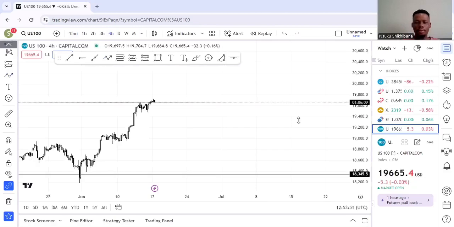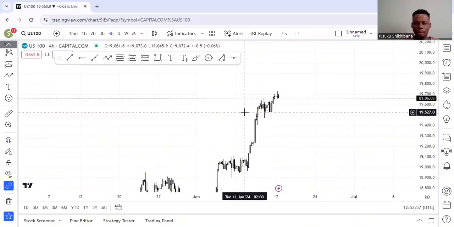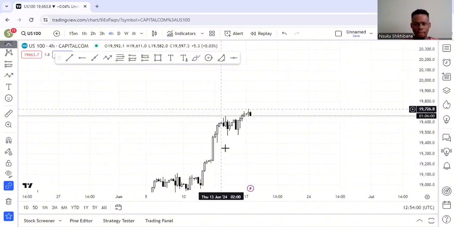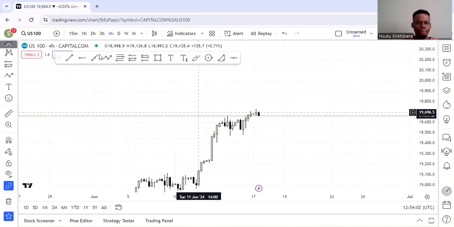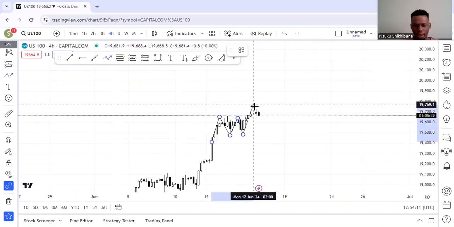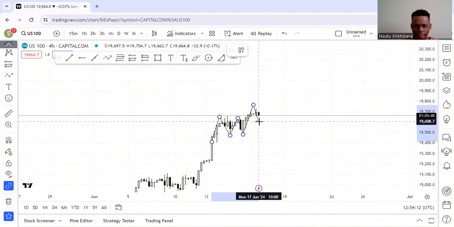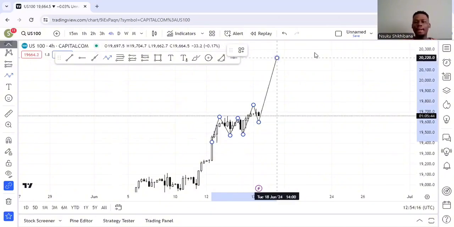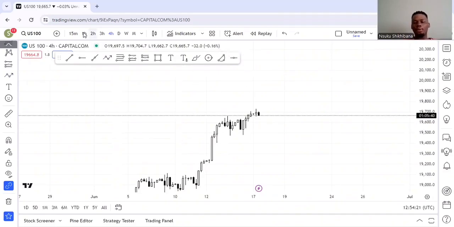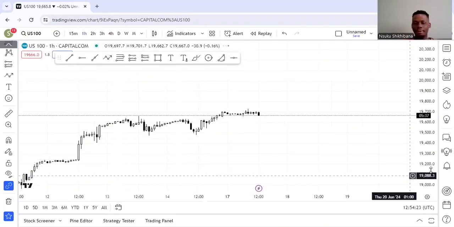Going into the 4 hour, this is what I see basically. Price was in a small range here, and then it broke, right? So right now what we're looking for is a potential retest, so we can take our buys to the upside. But since it's still not clear on the H4, let's go to the H1 to see it perfectly, right?